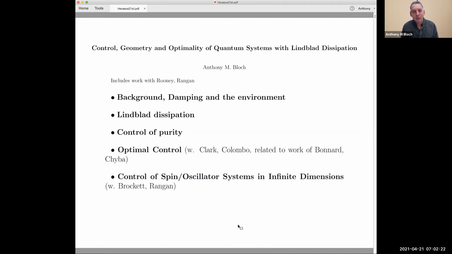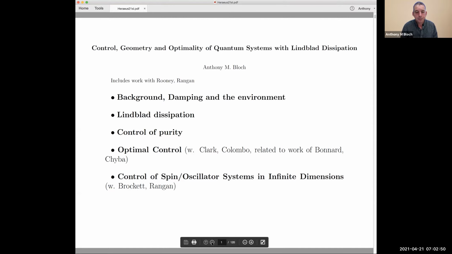And again, as many of you know, there are many ways to do this, but in this particular case, I mainly want to look at Lindblad dissipation, but I'll discuss a couple of other things. And then I'll discuss a couple of control problems, in particular the control of purity, which I worked on with a student of mine, Patrick Rooney, and Rangan, who's at the University of Windsor, not so far from here. And if I have time, I'll say a little bit about optimal control and spin oscillator systems.